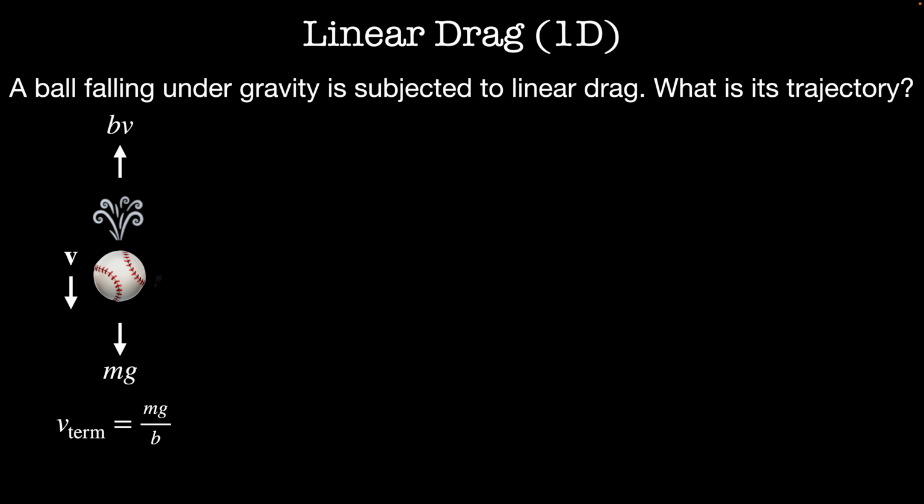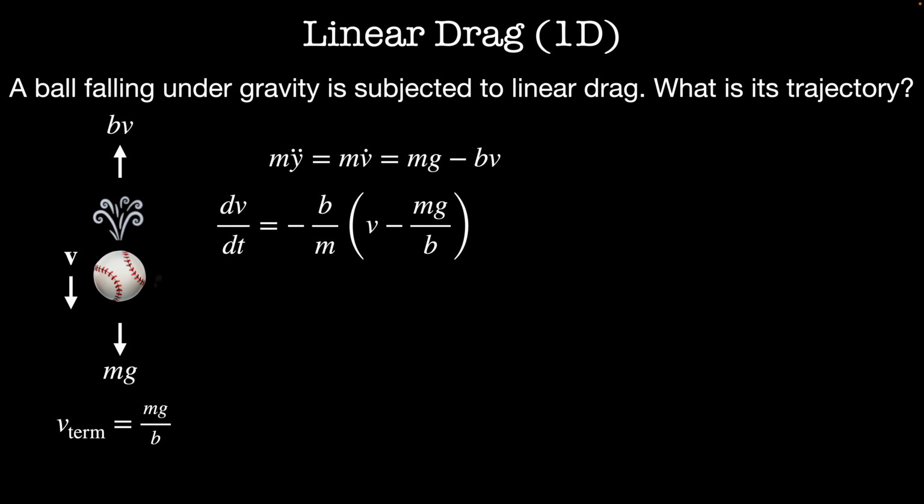Next, let's write down the equation of motion for the system. m y double dot, which we're going to write down as m v dot, is equal to mg, which is the gravitational force, plus minus bv, which is the drag force. Let me rearrange the terms here by dividing both sides through by m and pulling out a factor of minus b from the right-hand side. So this gives me dv by dt is equal to minus b over m times v minus mg divided by b. And we just said that this term here is the terminal velocity. So this is equal to minus b over m times v minus the terminal velocity.